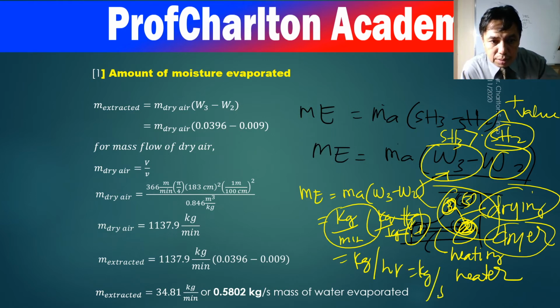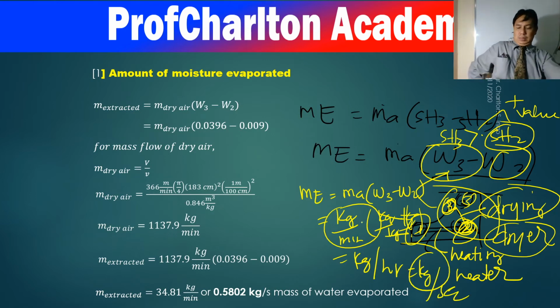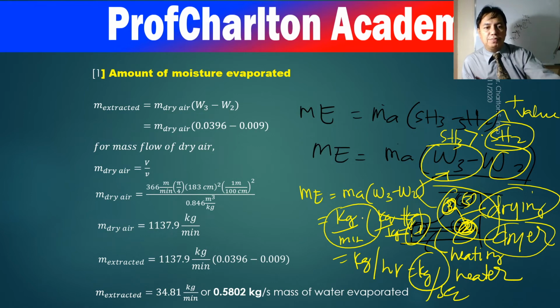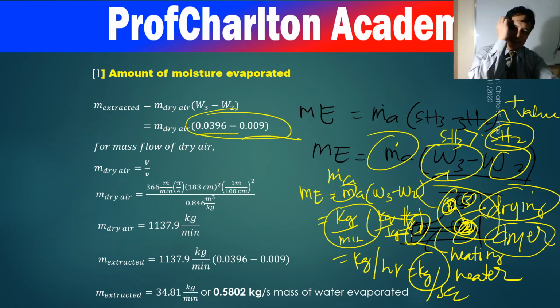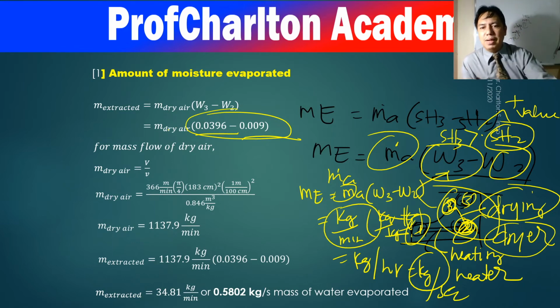Meaning when you get the rate of mass, it becomes mass flow rate. Now, substituting values, specific humidity 3 is 0.0396, larger than specific humidity 2, which is equal to specific humidity 1, so 0.009. So we can get a difference here. But the problem is we don't have the mass of dry air. So how do we get the mass of dry air?